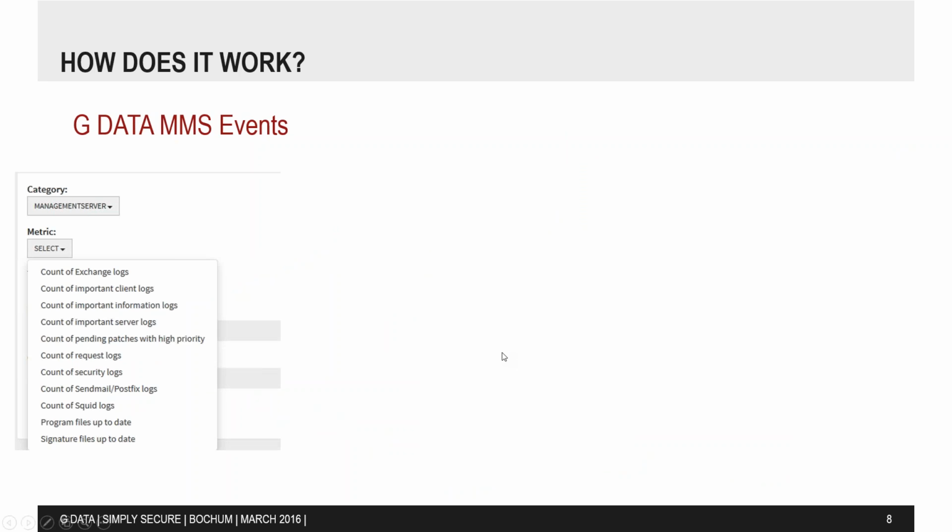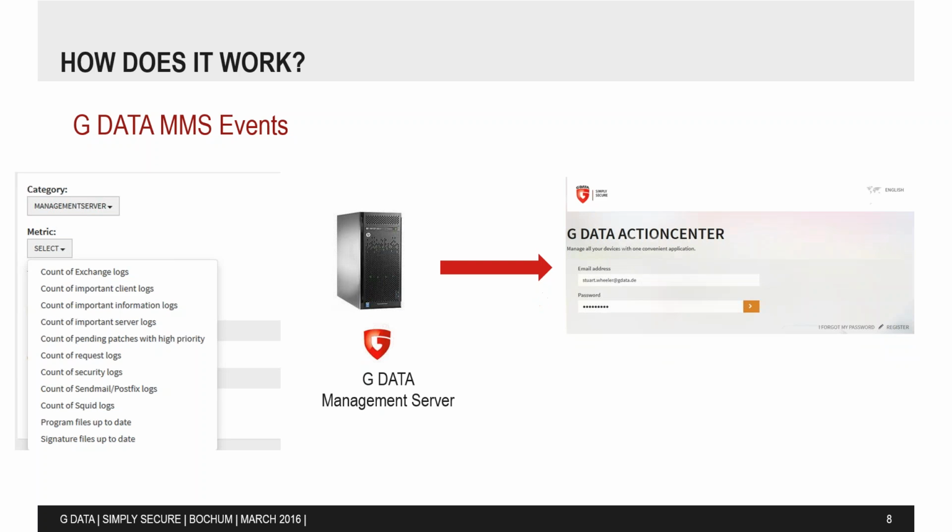So the third source of data is the GData MMS events. We can connect to a GData management server and collect the events from that management server. And here are some of the events that can be collected. For example, you can see how many exchange logs are coming in, client logs. This data is then passed on directly from that management server to the GData Action Center.